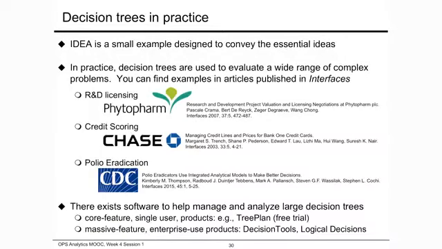There also exist different software packages to help analyze and manage large decision trees. They range from single-user products such as TreePlan to massive enterprise-wide products such as those made by Decision Tools and Logical Decisions. Problems of decision-making under uncertainty are all around us.